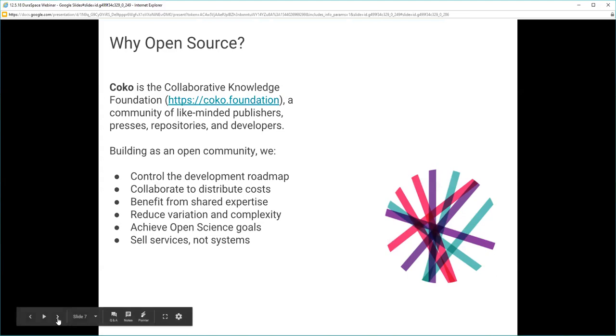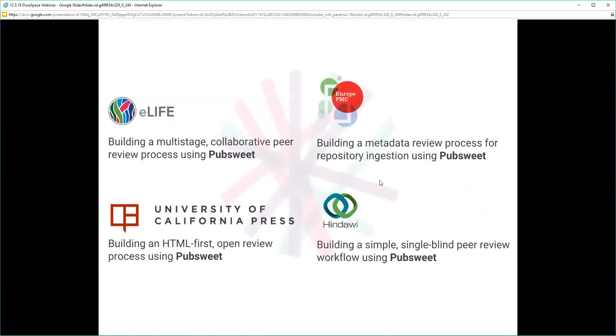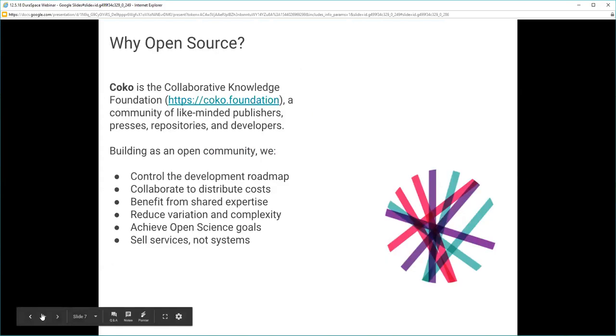And the reason we chose this approach is because with an open source community like that, we still get to control our own development roadmap. We can still decide we want to work on this feature or that feature, or we want to customize the software this way or that way. But the community benefits in other ways. We collaborate to distribute costs. We benefit from each other's expertise, and we reduce variation and complexity between our systems.